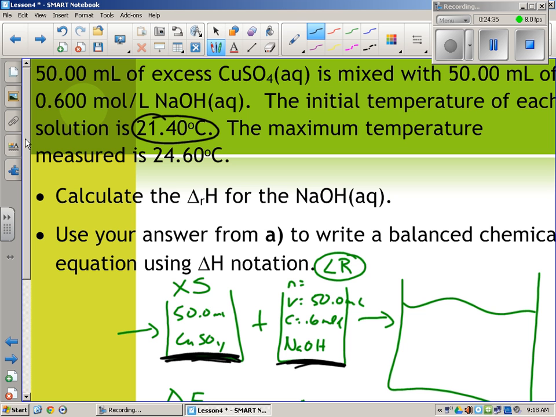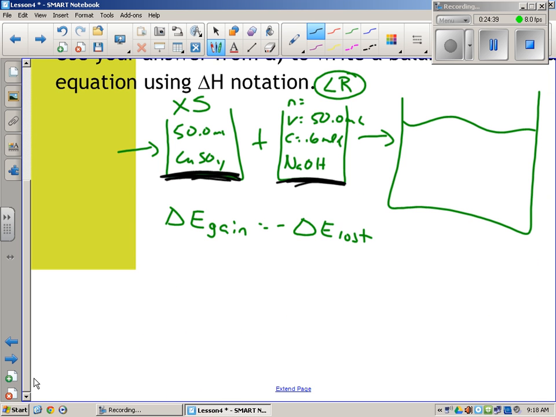Well, first of all, before we get to that part, let me do this. If I'm looking at E gained and E lost here, is water gaining energy or losing energy? Gaining. Water's going up in temperature. So we're going to put water here. Water's gaining energy.